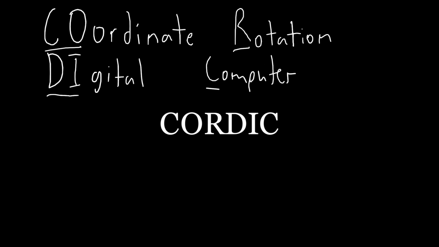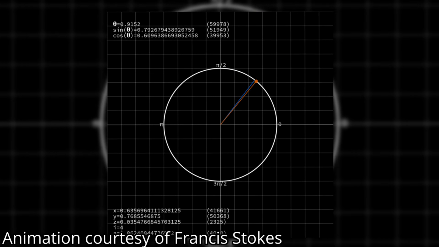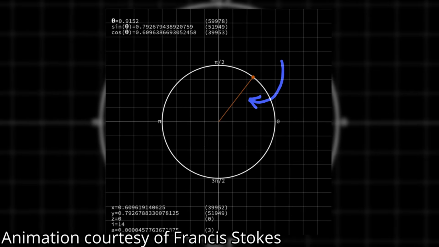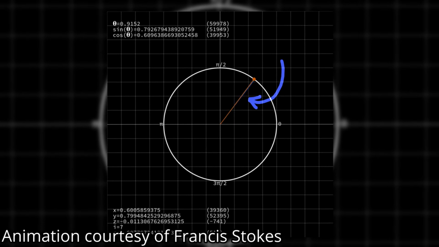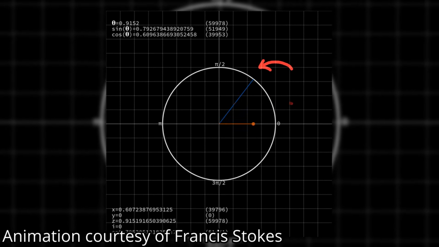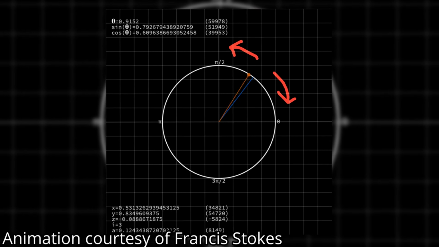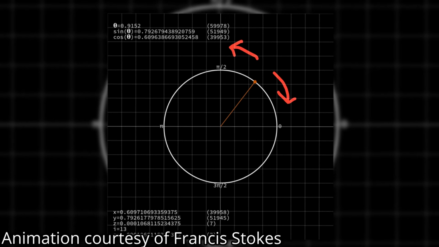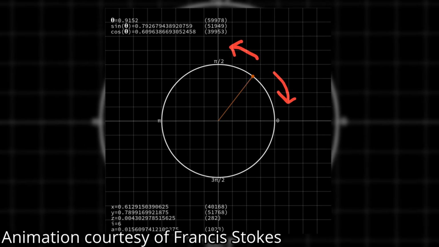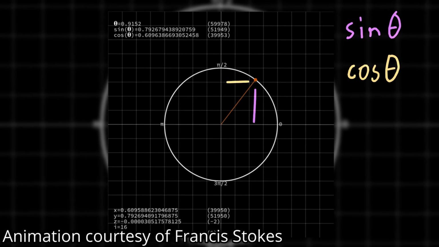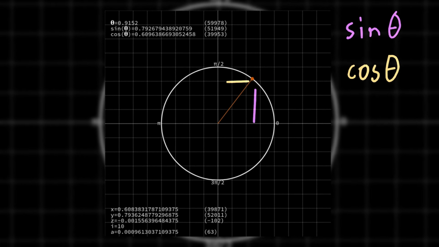CORDIC, or coordinate rotation digital computer, works as the name describes. We start off with a vector that represents the input angle that we originally gave to the calculator, and then what we do is we create another vector and iteratively rotate that other vector until it lines up with the input vector that represents our angle, thereby finding the right coordinates for both sine and cosine, or y and x respectively.